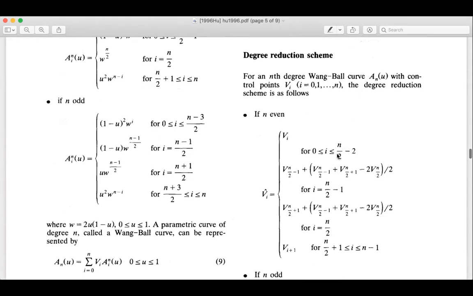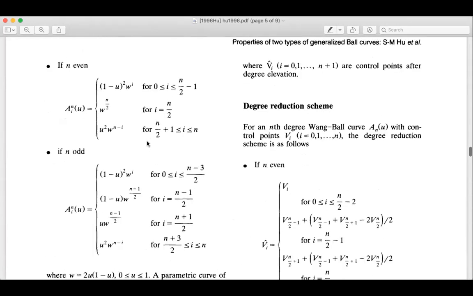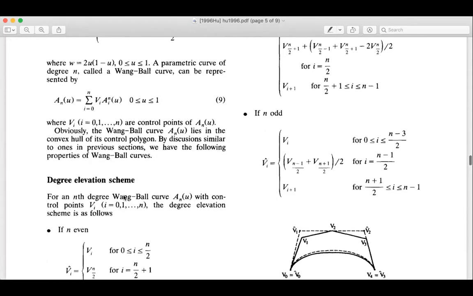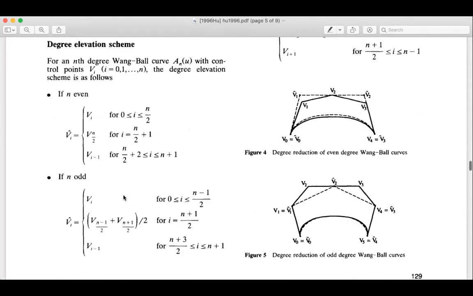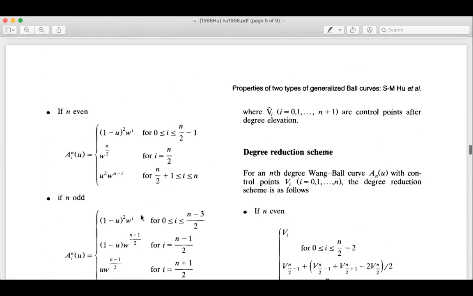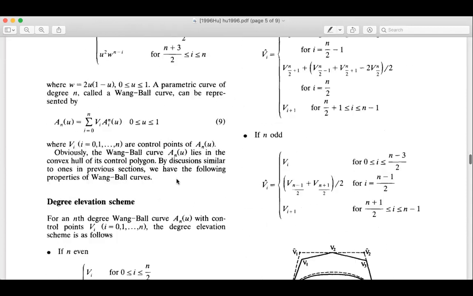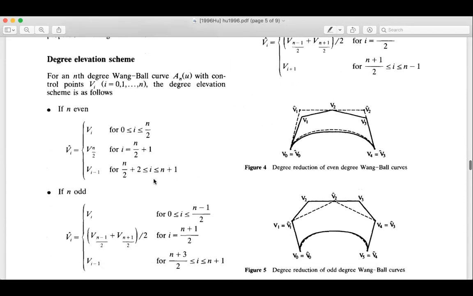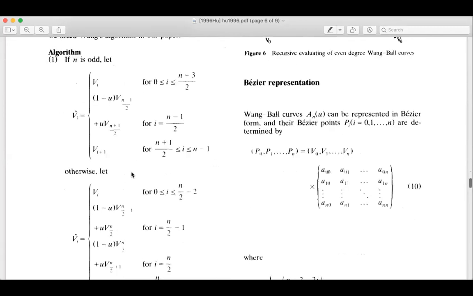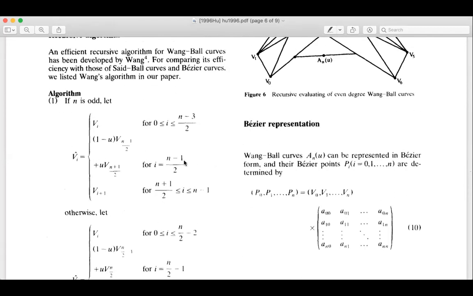And also for Wang-Ball, right? Wang-Ball, we have to split into even and odd degree as well. And then this paper provides the degree elevation for Wang-Ball as well. But this one is clearer, okay? You can understand it. And it also provides the recursive form of this.